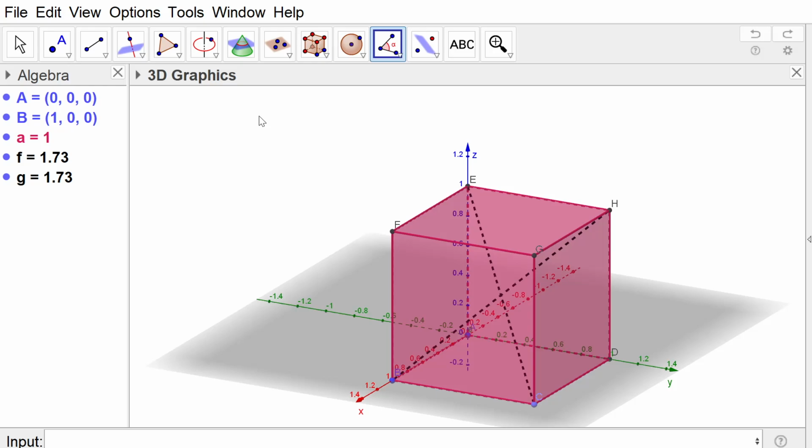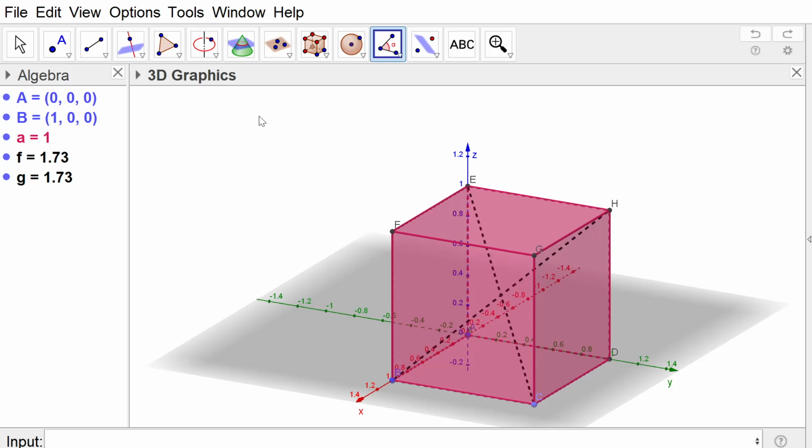Hello, in this video we are going to find the acute angle formed by the two main diagonals of a cube. I've got over here a sketch of a cube made with GeoGebra. You can see over here my cube has edges of length 1 unit, but this is not relevant. I just made that picture.